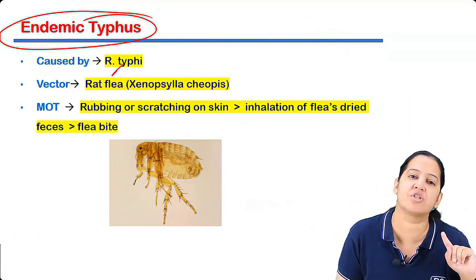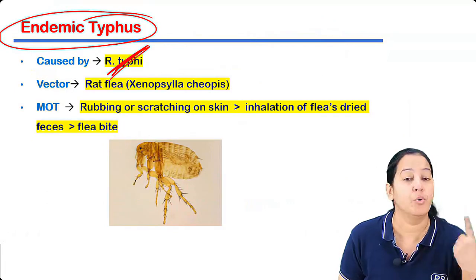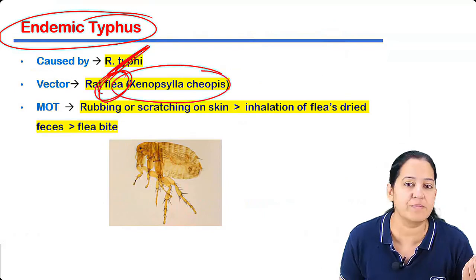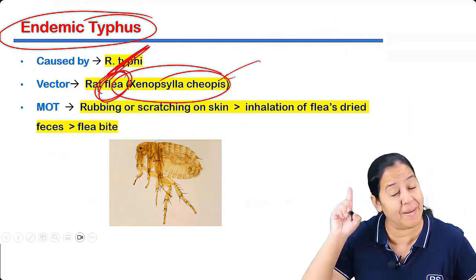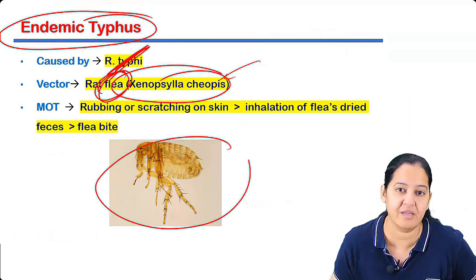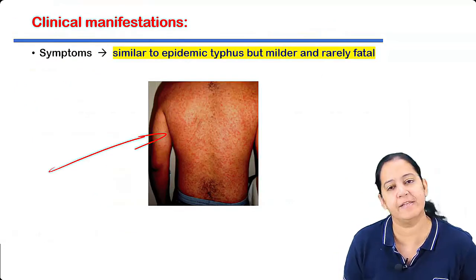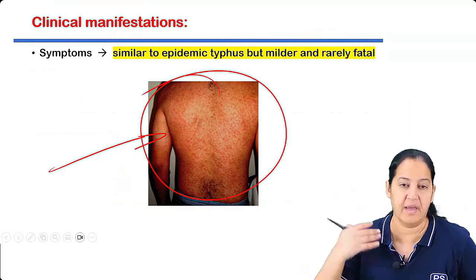The second is endemic typhus. Endemic typhus is caused by Rickettsia typhi. Who's the vector? Say flea. Ma'am, flea. What's the scientific name of flea? Say Xenopsylla cheopis. ये हम पढ़ के आ रहे हैं plague में भी. Plague में भी तो यही flea था. See the diagram. This is endemic typhus. The rash is same. Especially it is on the trunk. The rash is on the trunk, है ना?